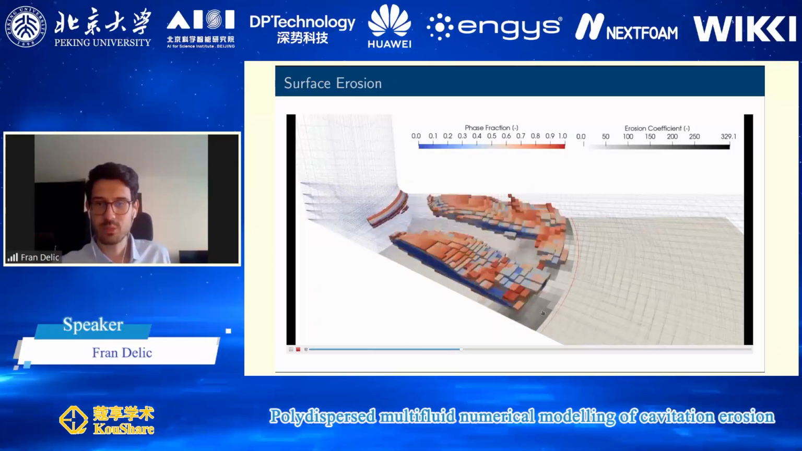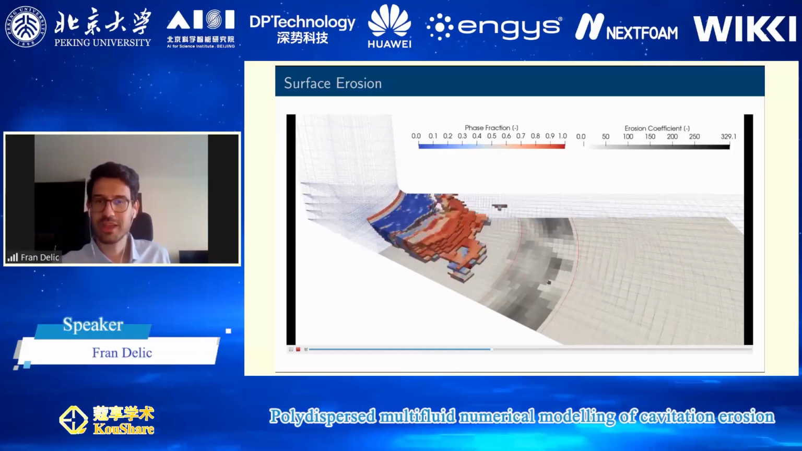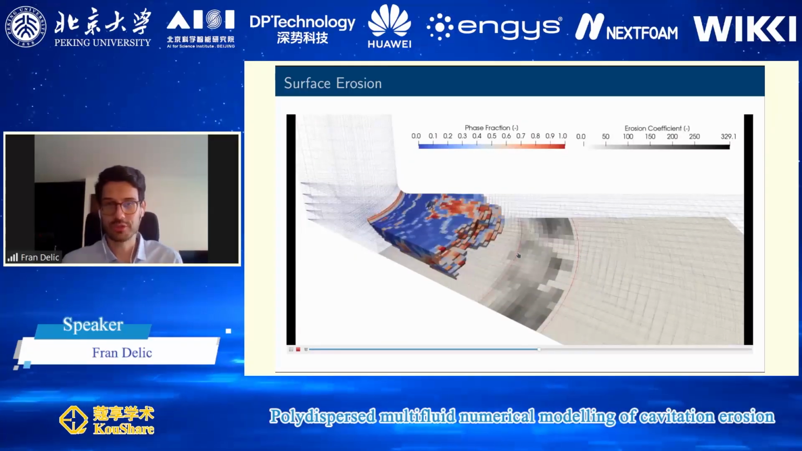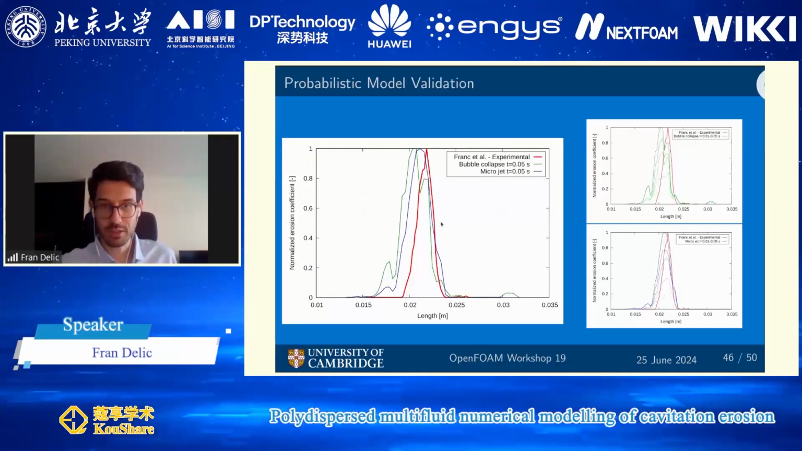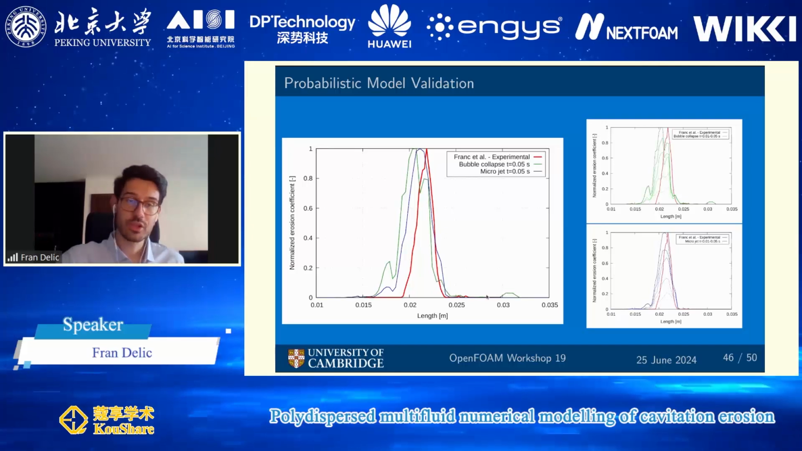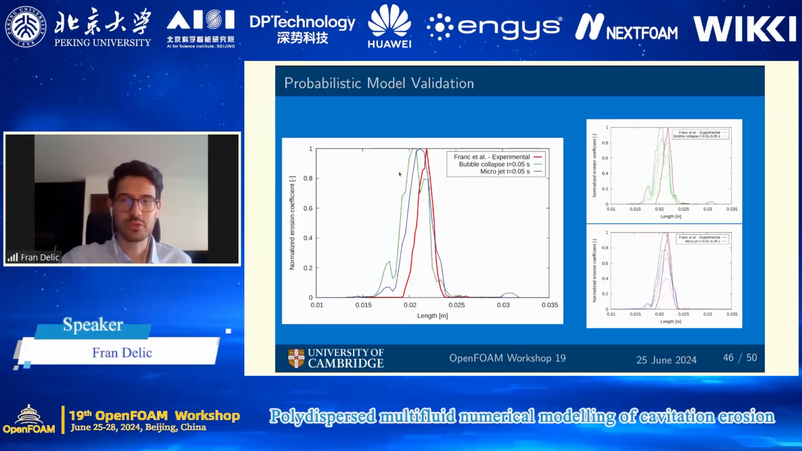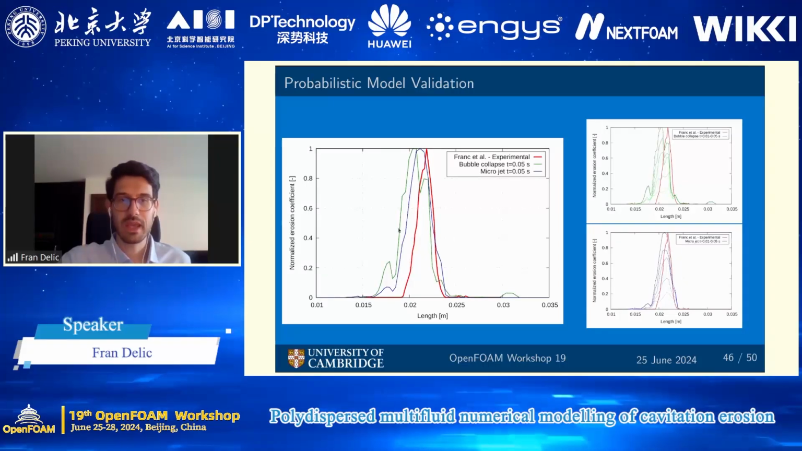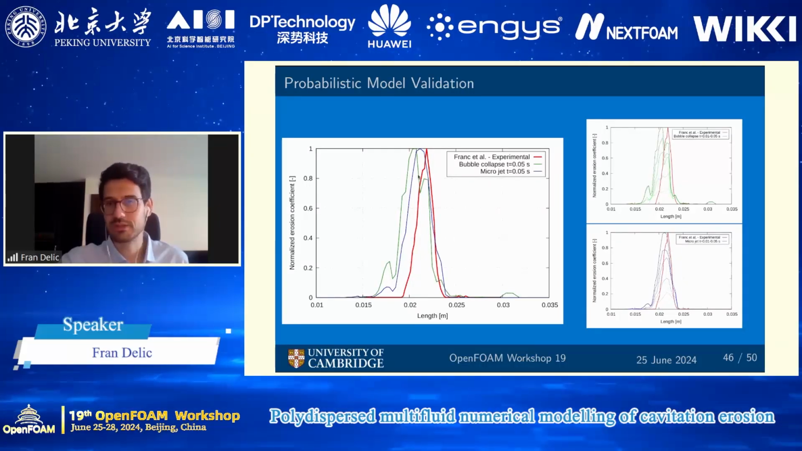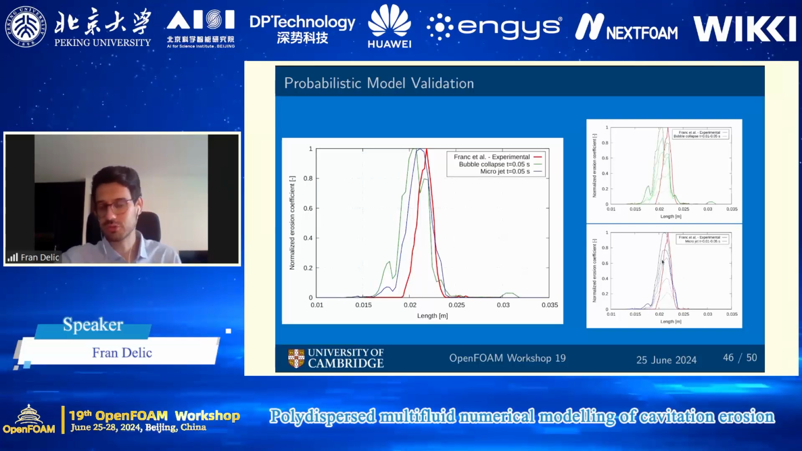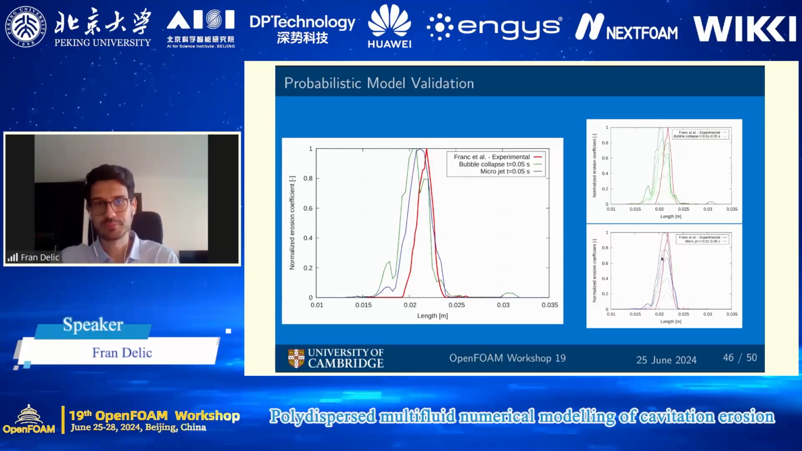Red lights indicate where we expect cavitation erosion, and the coloring at the bottom is the erosion coefficient. This is a comparison between experimental results, shown here in red, and numerical results of two different models, a bubble collapse model and a microjet model. They both show excellent agreement, and this is the evolution of both of these models as time goes on.